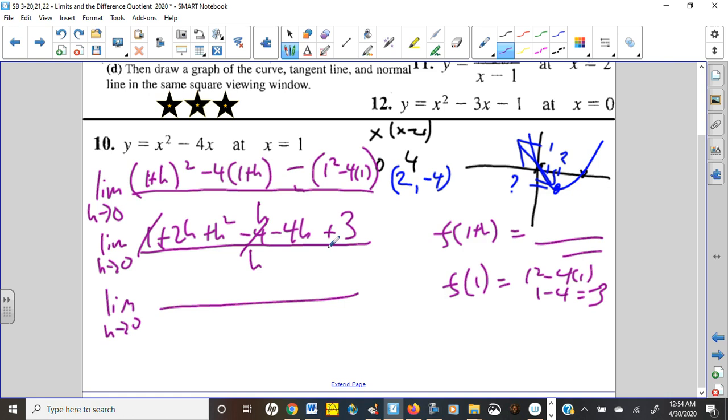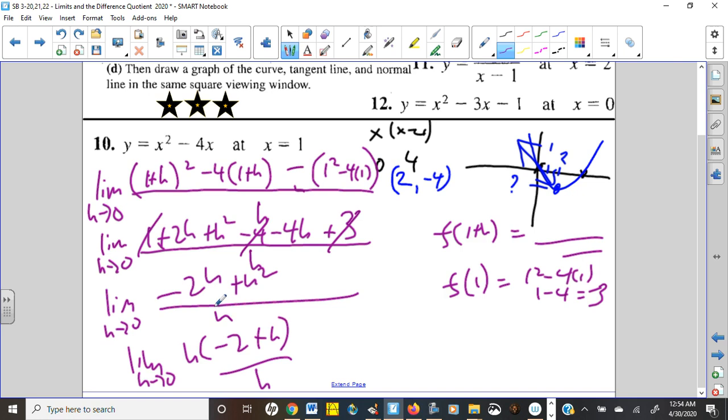So I basically have 1 and 3 is positive 4 plus the negative 4. It's gone. I have 2h's minus 4h's, so negative 2h plus h squared. I can now factor out the h. Whenever you're ready to factor out the h, you're almost done with the problem. Sorry, my h's tend to look like an n. So the limit as h goes to 0 of negative 2 plus h is equal to negative 2 plus 0. Make sure you show your substitution step, is equal to negative 2.